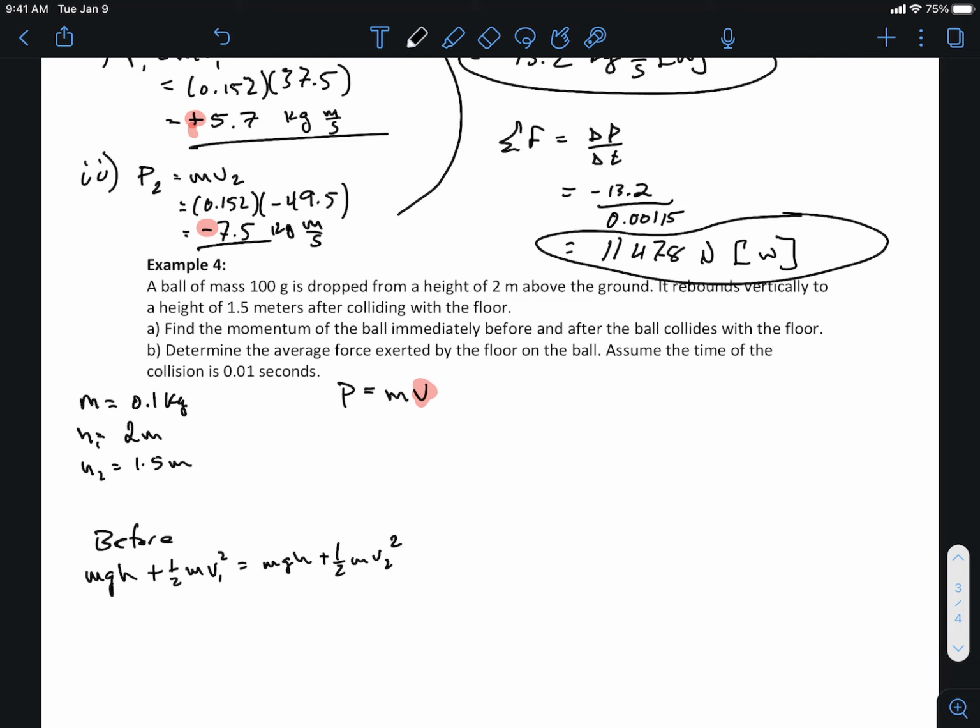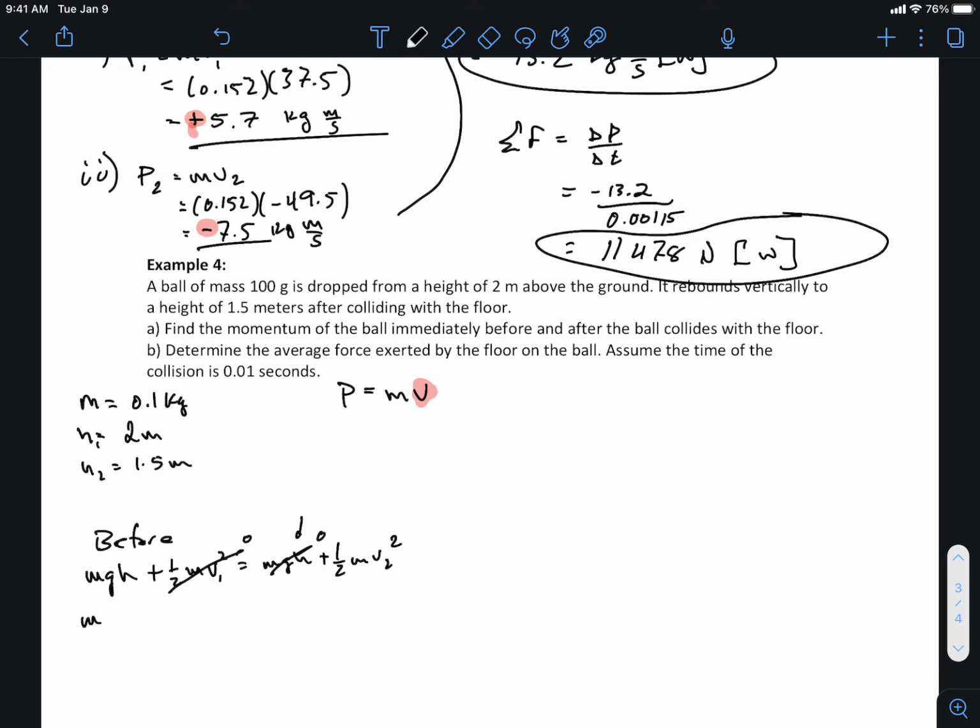Okay, so initially, V1, we were holding it, right? And so the velocity was 0 initially. But we had a height, okay? Then after the height, we were looking at the very split moment before it hits, or as it's hitting the ground, right? Just before. So we're going to assume that H is negligible in that split moment, right? So we're not interested in this, this is 0, right? And so what do we get?